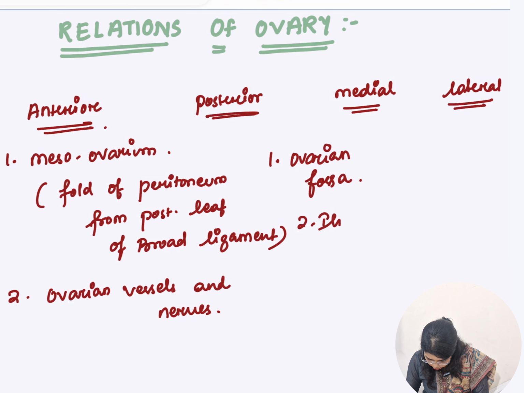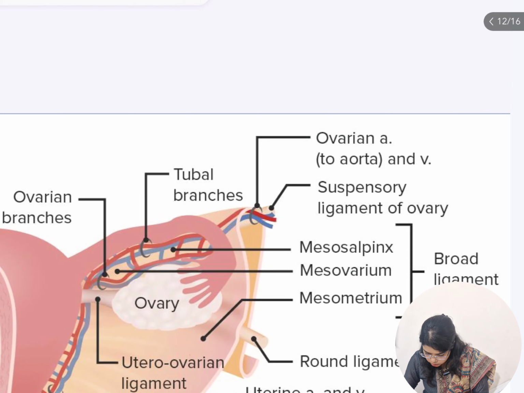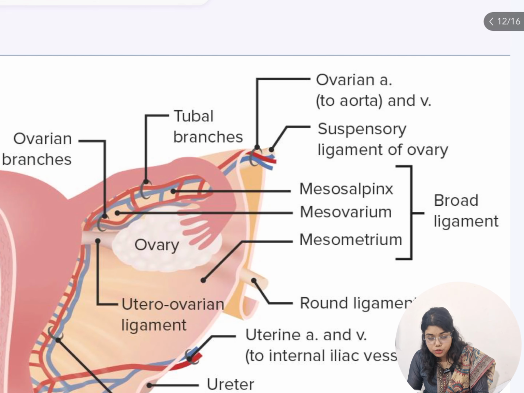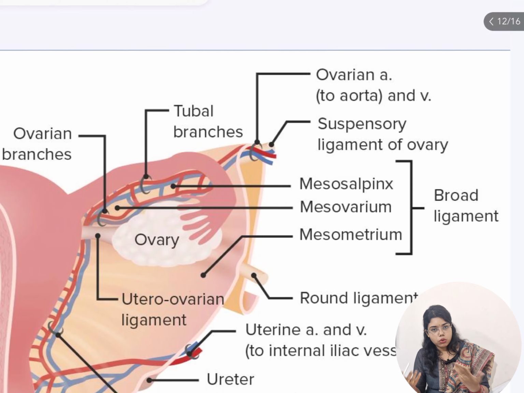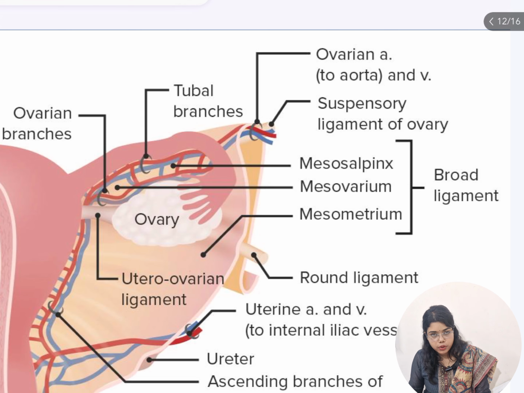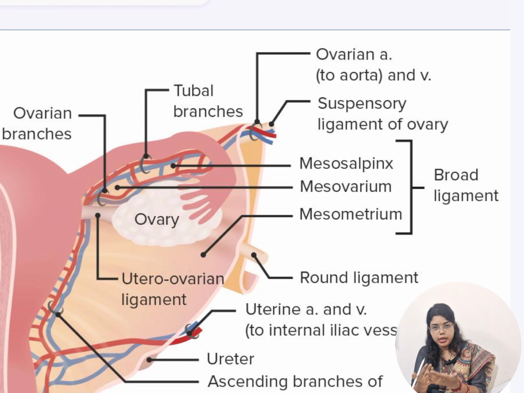And also internal iliac vessels posteriorly, as the ovary lies in the ovarian fossa. So it's obvious that posterior to the ovary there is the ovarian fossa. We can write down that in the posterior relation the fossa of Waldeyer is present, and as the broad ligament is totally anterior to the ovary, posterior to the ovary there is no broad ligament, so it is free.